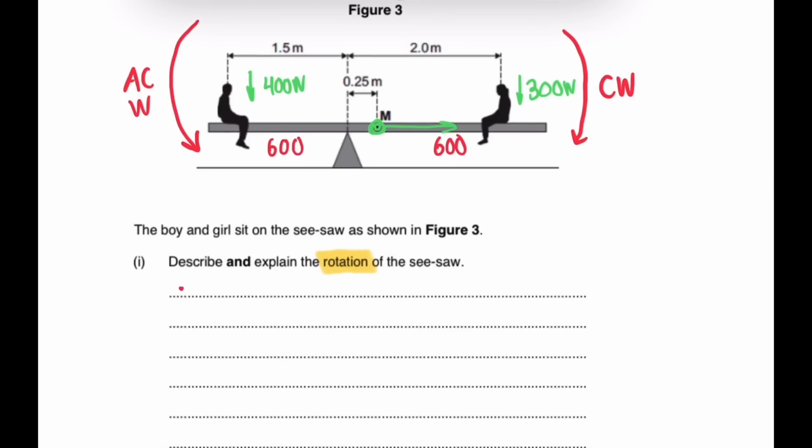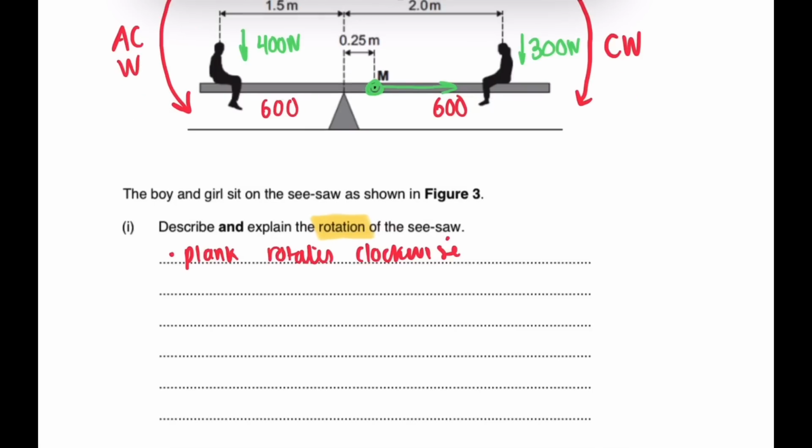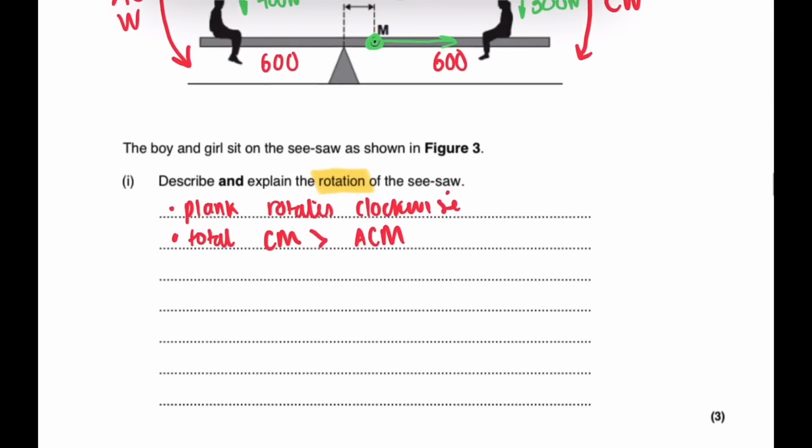So here you're going to say that the plank rotates clockwise. This is because the total clockwise moment is greater than the anti-clockwise moment. Therefore, the weight of the seesaw provides the clockwise.